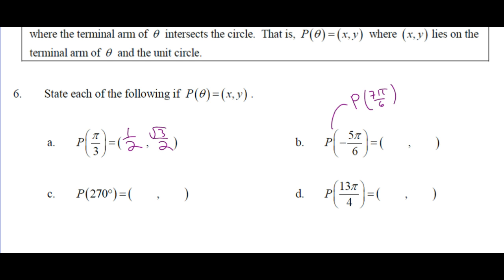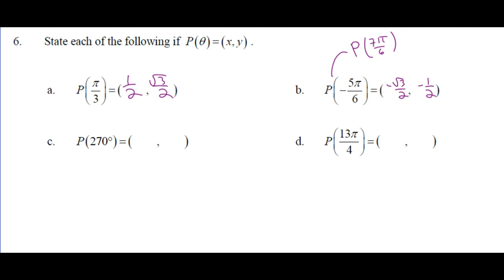So it's in quadrant 3. Its reference angle is pi over 6. But in quadrant 3, both x and y are negative. So this is negative root 3 over 2, negative 1/2. Okay? And on yours, you would just either rotate negative 5 pi over 6, or you would go to 7 pi over 6. Look at the point on the unit circle, right? Because you have a unit circle in front of you.